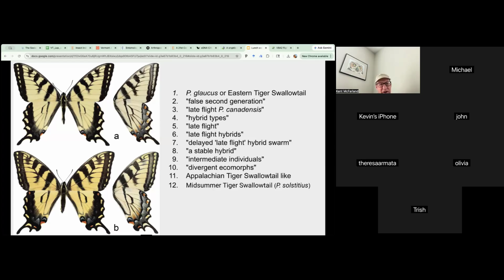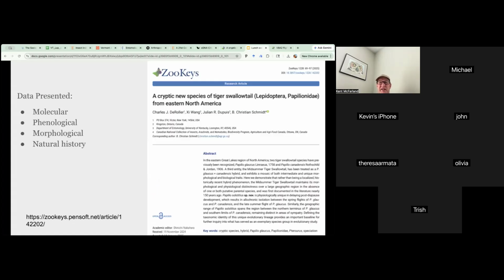And then lo and behold, that's a picture right there you're seeing of the midsummer tiger swallowtail, the type specimen picture. Last year, a paper came out, the cryptic new species of tiger swallowtail from Eastern North America. You can see Chris Schmidt's name at the end there. They teamed up and put this paper out, which was widely expected, and they presented molecular data, DNA, different phenologies of all the different species, morphology and natural history, all in this paper, which thankfully is open access. So if you're really into going to the source, you can just download the PDF and read.